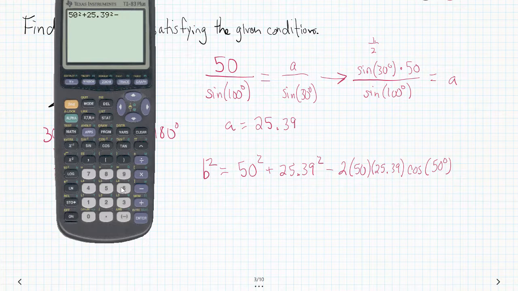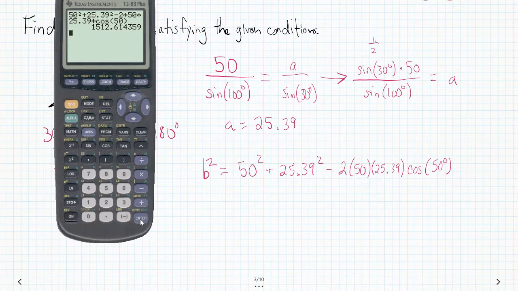Make sure my symbols line up. 2 times 50 times 25.39, and then times, we had it in degrees, so we're in good shape, cosine of 50 degrees, and don't confuse that with that side that had length 50. That was just a coincidence. And then we hit enter, and we get, whoa, look at that.